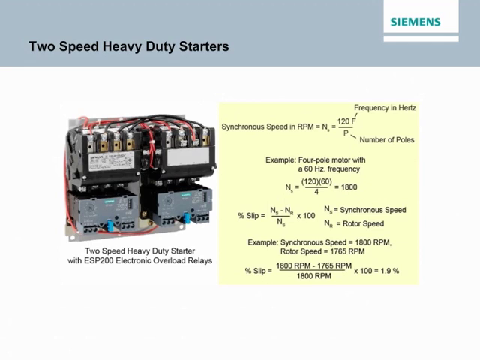Separate winding motors have a winding for each speed and provide more varied speed combinations because the low speed need not be 1/2 the high speed. Starters for separate winding motors consist of a starter unit for each speed.